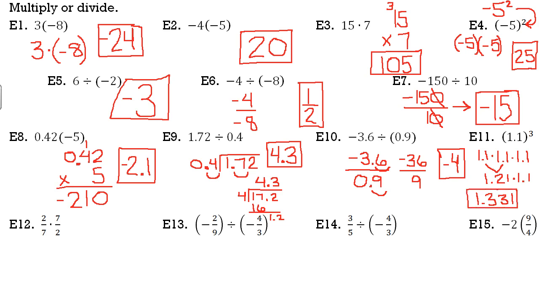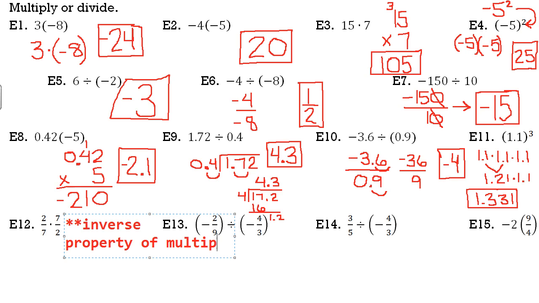Example number 12. Oh, I like this one. This one's important. I need to make a little note here. This is an example of the inverse property of multiplication. And you might be looking at that and saying, hey, wait a second, I thought we were doing this multiplication and division part. I thought we were done with the properties. Well, we're never really going to be done with the properties.